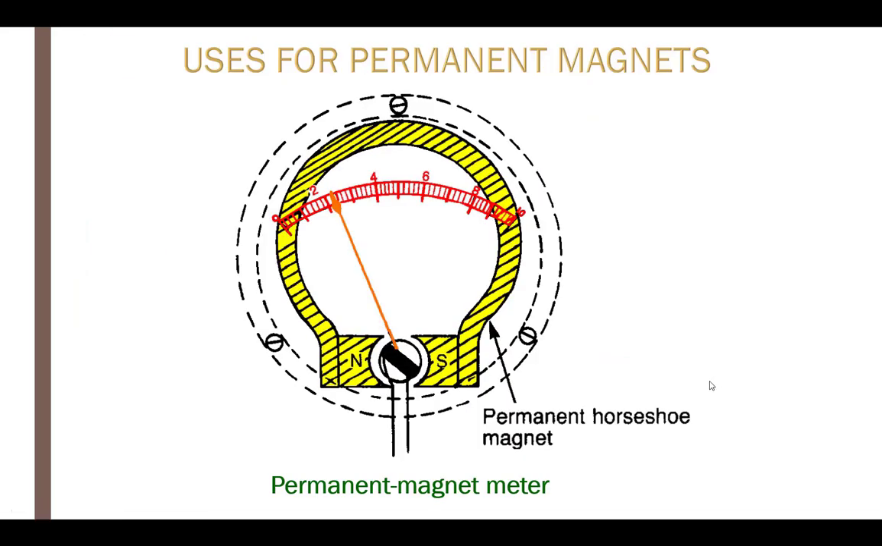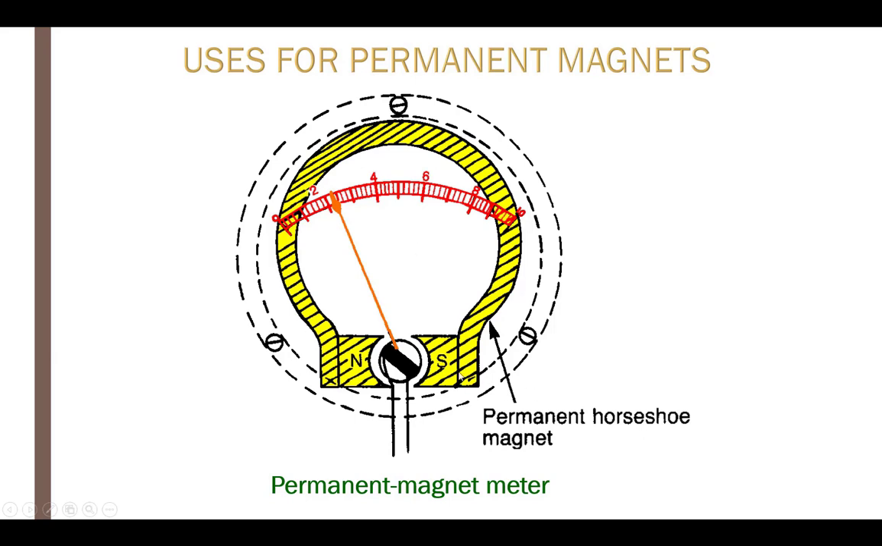Uses for permanent magnets. Whether we make a magnet out of lodestone, which is rare, or out of a hard iron bar or a piece of iron, how do we use those? Here's an example where we use it in a deflection meter.